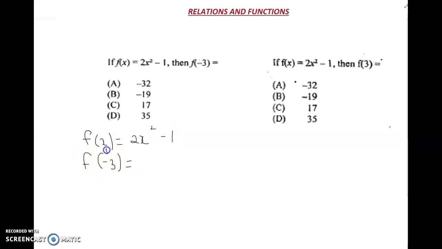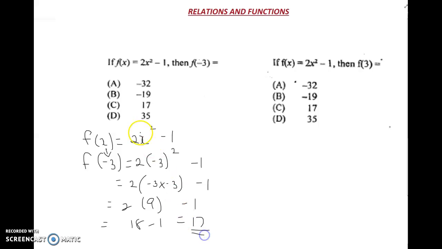So wherever you see x, you're going to replace it with negative 3. So put your 2, negative 3 squared, minus 1. Let me just write it in here so some of you can see it. That's negative 3 by negative 3, times 2, minus 1. A negative and negative is a positive, so that's 9. 2 by 9 is 18, minus 1, 17. The answer is 17.